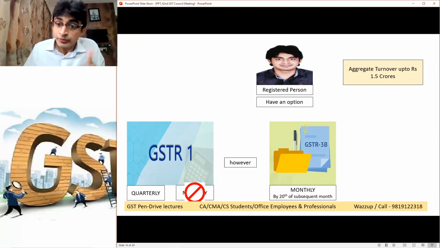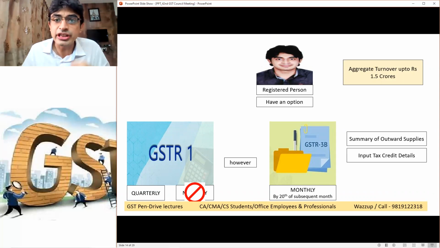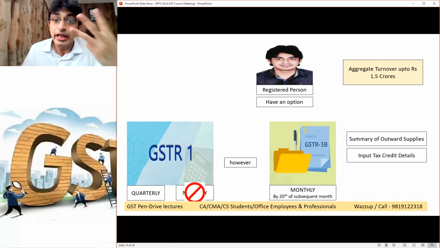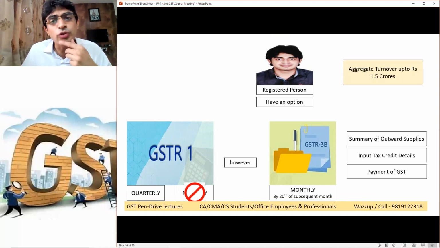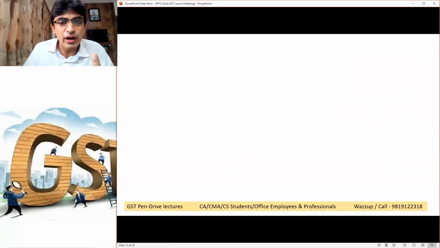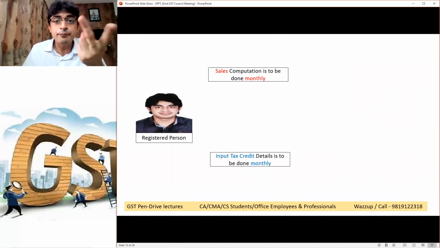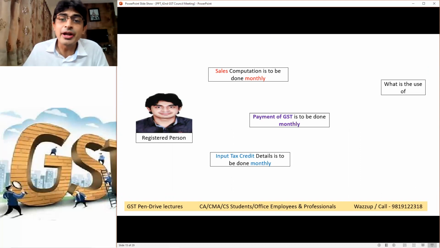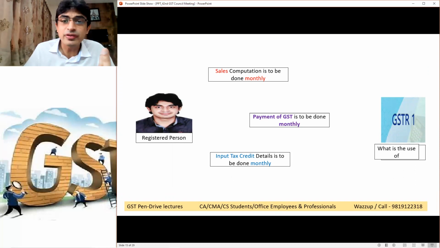So what is the use? In GSTR3B, I have to give outward supply detail. In GSTR3B, I have to give input tax credit detail. In GSTR3B, I have to make the payment of GST. So what is the benefit of this quarterly GSTR1? No, I don't think there is any benefit. Sales computation, I'm doing monthly. Input tax credit, I'm doing monthly. Payment of GST is monthly. What is the use of this quarterly GSTR1? I don't see any use.